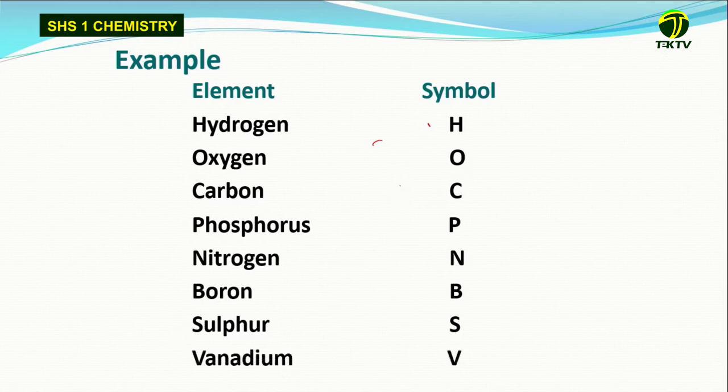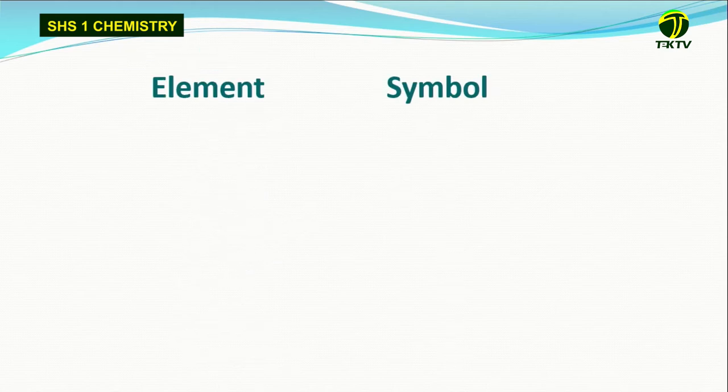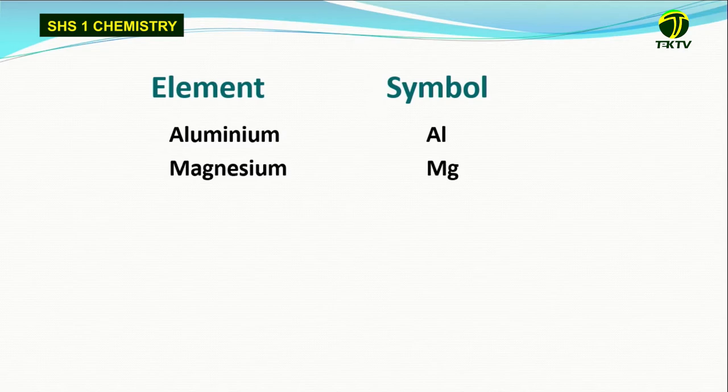There are others which we represent by two letters. Let's look at examples of such elements. We have aluminium represented by Al. You see that A is capital, but the l is small. Then we also have magnesium, where we have M and g. We are not using M and A, we are using M and g. And you know, as usual, g is small, M is capital.